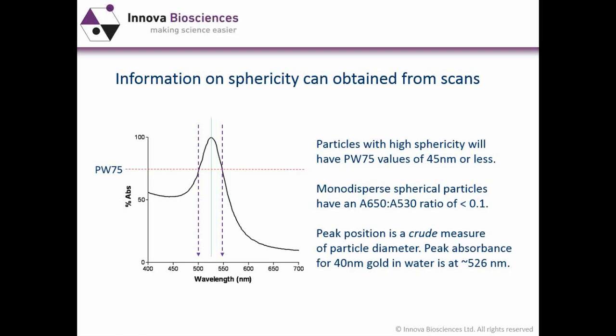Monodispersed spherical particles will also have a low 650 to 530 ratio. The additional information you get from such an absorption profile is a crude measure of particle diameter. The peak absorbance for 40 nanometer gold in water is about 526. So if you see a profile like this with a peak at around 526, it's probably around 40 nanometer. This is not as reliable as electron micrographs, because you're looking at a population here, but it gives you a rough indication of the size.